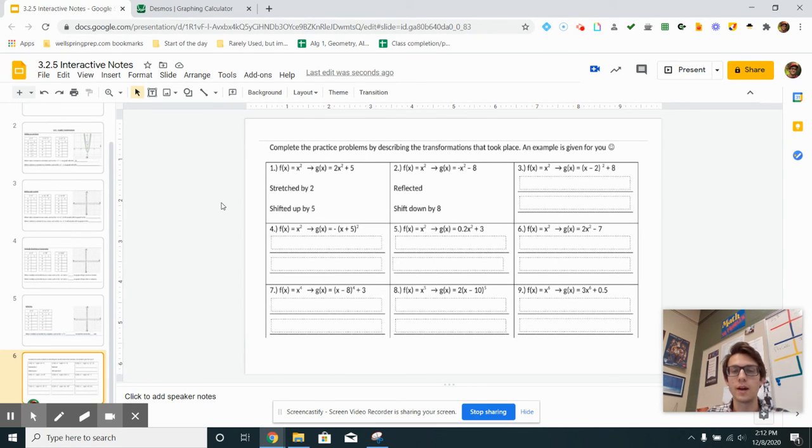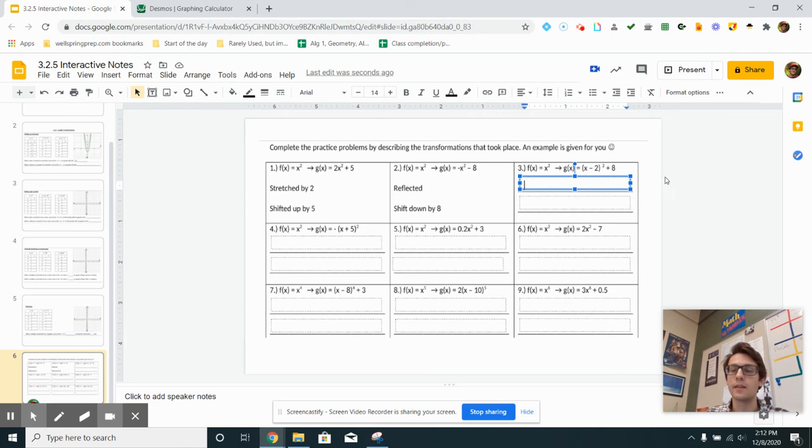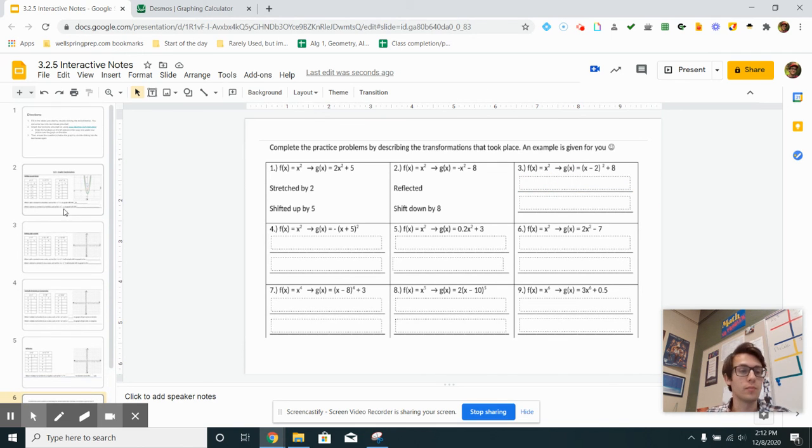Your last is going to be describing. You're going to use your information from those 4 boxes you did to describe. So say whether it was a shift up, to the right, down, left, etc.